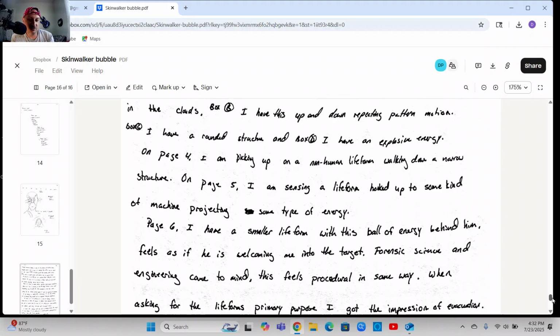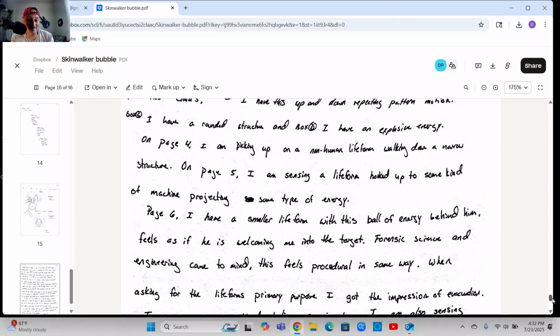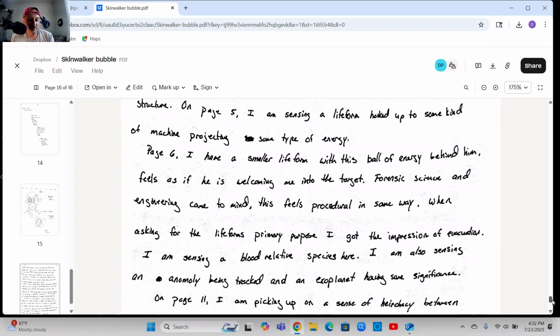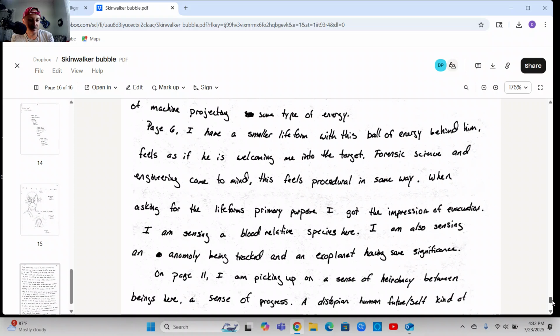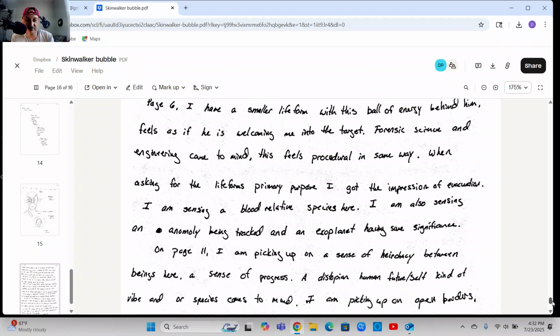Page 6, I have a smaller life form with this ball of energy behind him. Feels as if he's welcoming me into the target. Forensic science and engineering come to mind. This feels procedural in some way. When asking for the life form's primary purpose, I got the impression of evacuation. I'm sensing a blood relative species here. I'm also sensing an anomaly being tracked and an exoplanet having some significance.